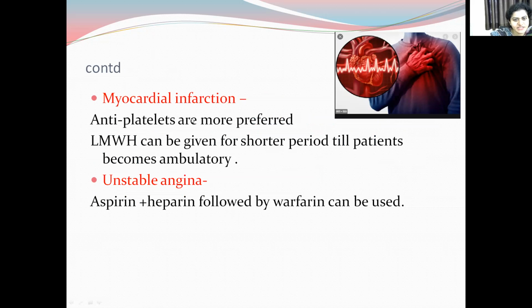The next use is myocardial infarction. This is mostly an arterial thrombus, so compared to anticoagulants, antiplatelet drugs like aspirin and clopidogrel are mostly preferred. Low molecular weight heparin can be given for a shorter period until the patient becomes ambulatory. Then in unstable angina, the same antiplatelet drug is started first, that is aspirin, in combination with heparin, followed by warfarin.